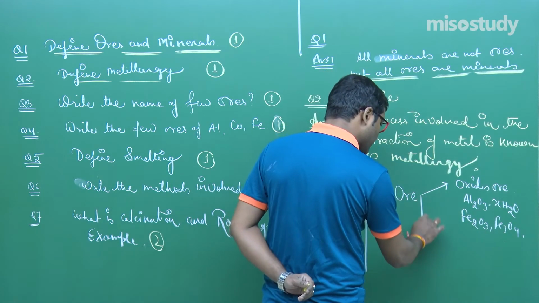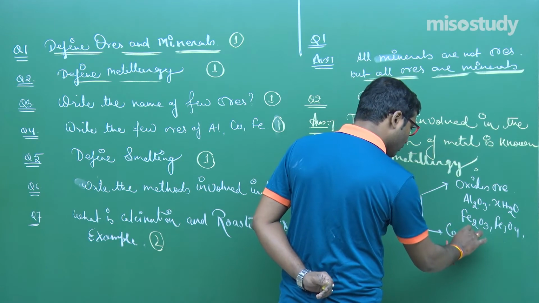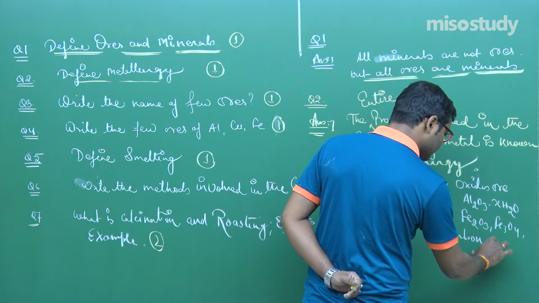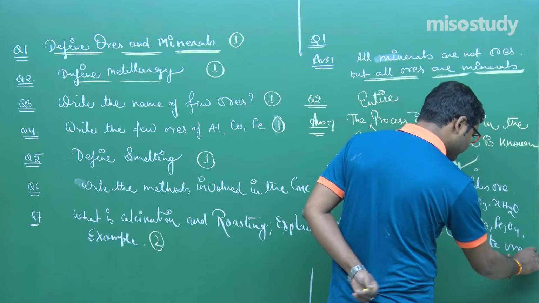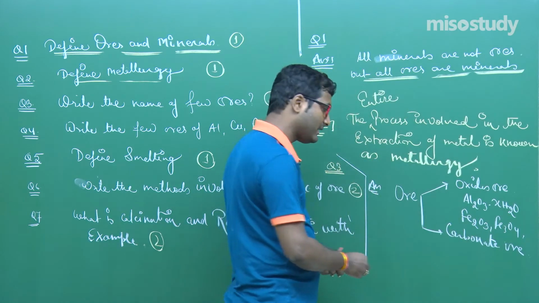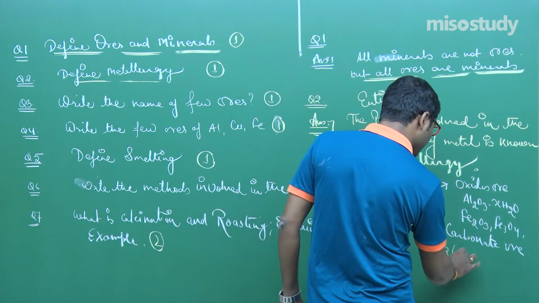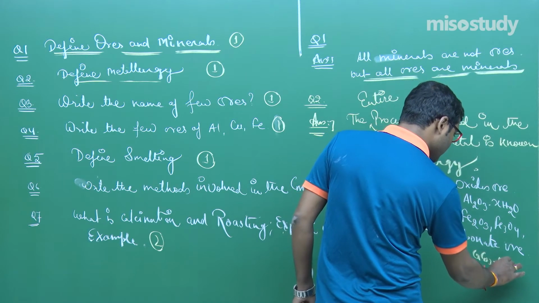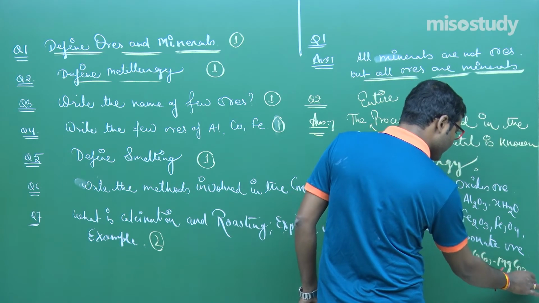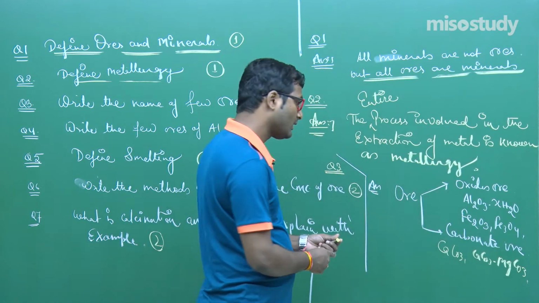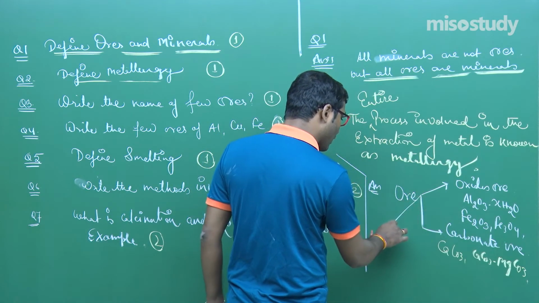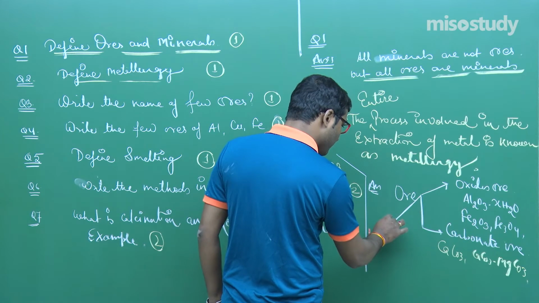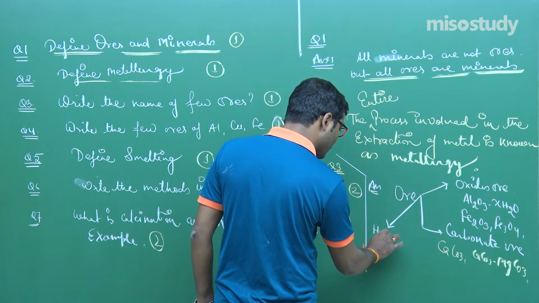Now, ores may be carbonate ores. Yes, sir. That is CaCO3, CaCO3.MgCO3. Clear? The ores may also be, my friend, halide ores.